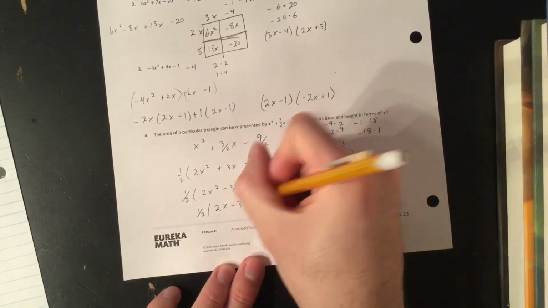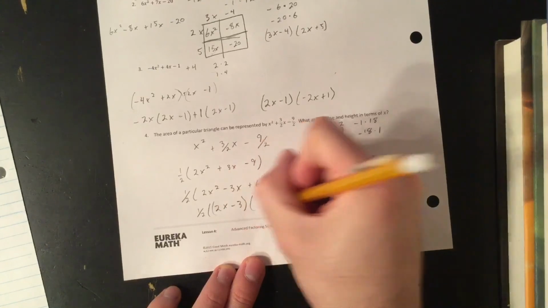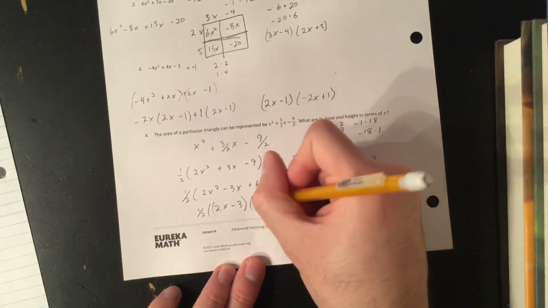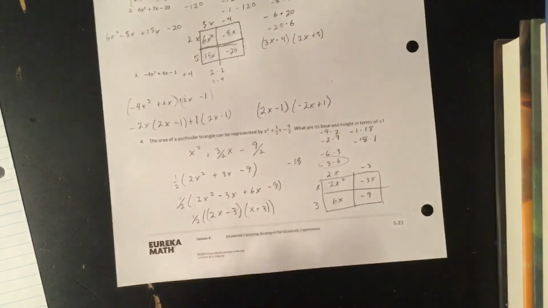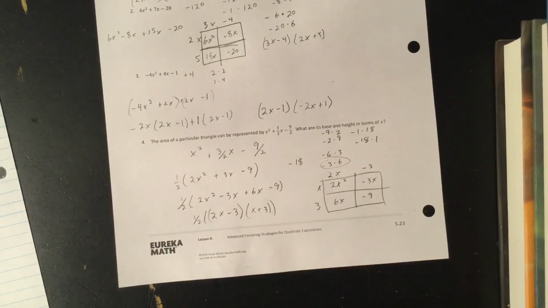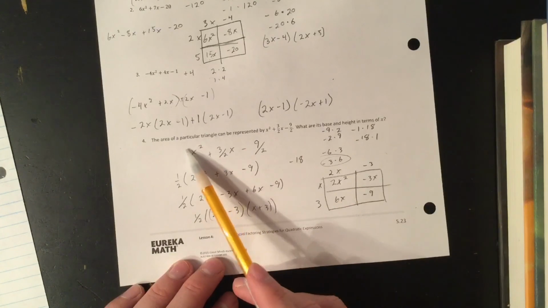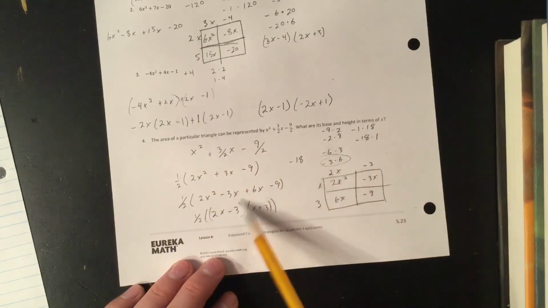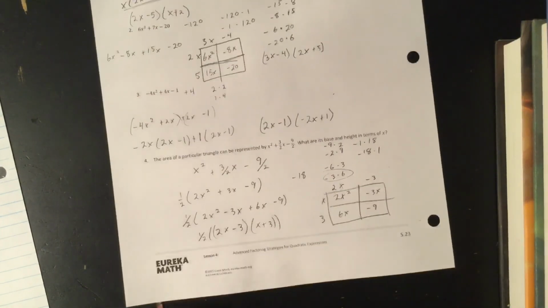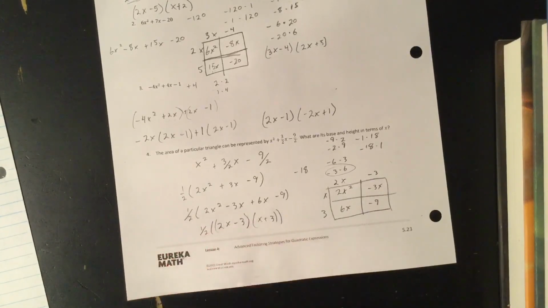2x minus 3, and then x plus 3. So I know I said I wasn't going to solve it for you, but that would be how to solve it. And if we were saying what is the sides, then these would be the possible side lengths that we're working with, because it's always 1/2 base times height. So this is just kind of, I think, a simpler way.